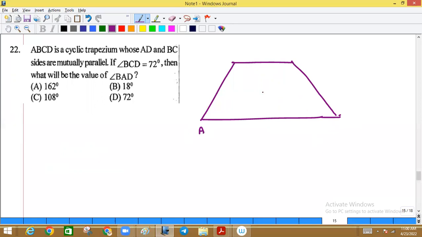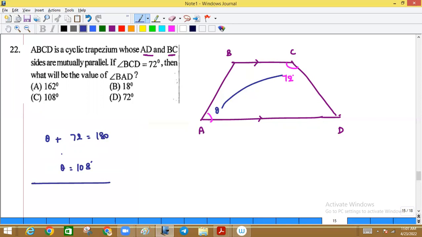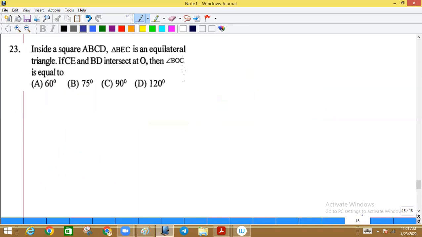ABCD. See, AD is what? Parallel to BC. So take it like this, ABCD. AD is parallel to what here? BC. And BCD is how much? What is BAD? Cyclic quadrilateral opposite angle sum is how much? 180. So if it is theta in cyclic quadrilateral, theta plus 72 is equals to 180. Theta equal to 108. The simple property of a cyclic quadrilateral is that opposite angles are supplementary, so the sum of opposite angles is 180.